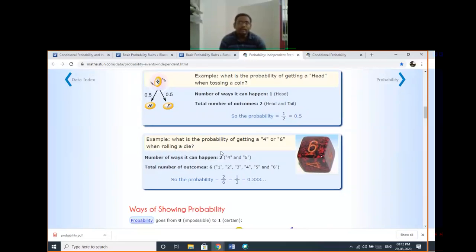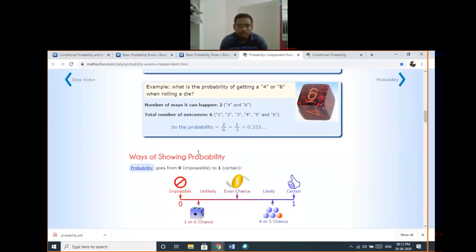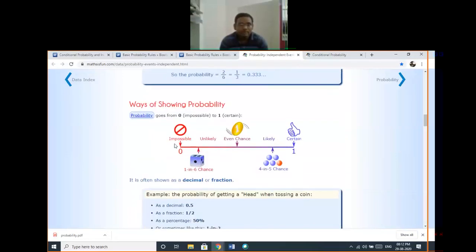And here see the probability of getting 4 or 6 when rolling a die. We are expecting 4 or 6, so there are two favorable outcomes from the event, and the total sample space is 1, 2, 3 up to 6. So that's 2 out of 6, so 1 by 3, which is equal to 0.33. So this is the probability, as you know, a basic fundamental of probability.